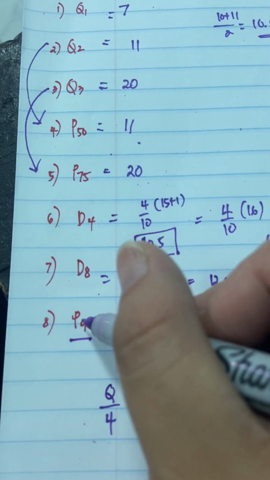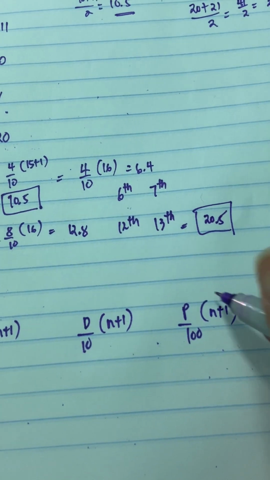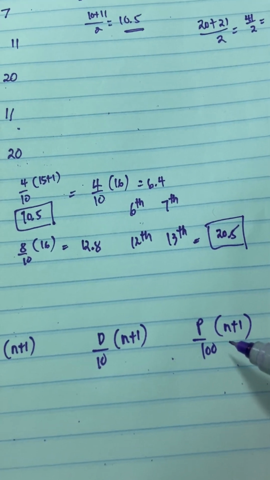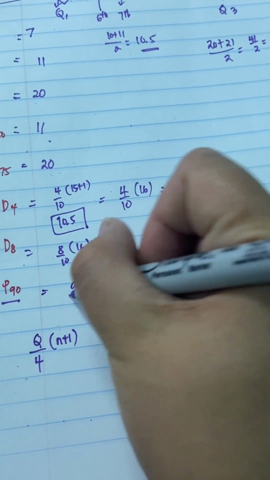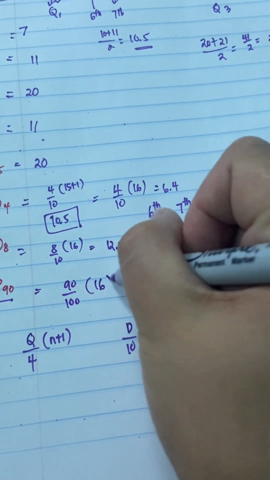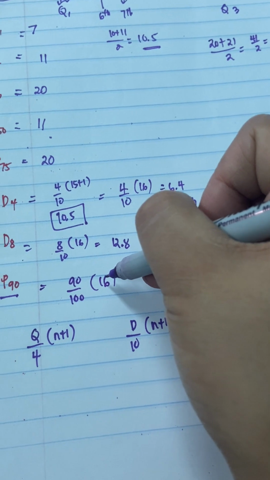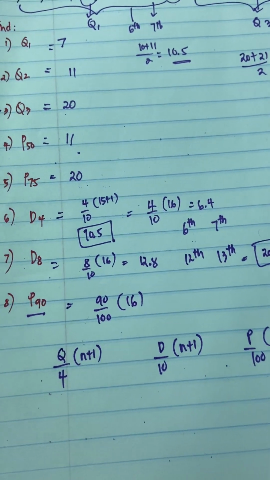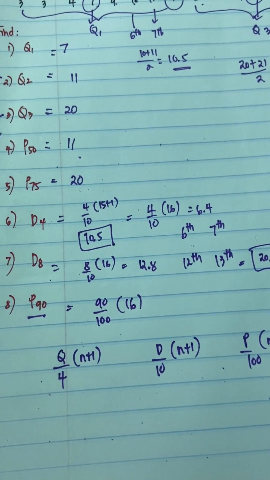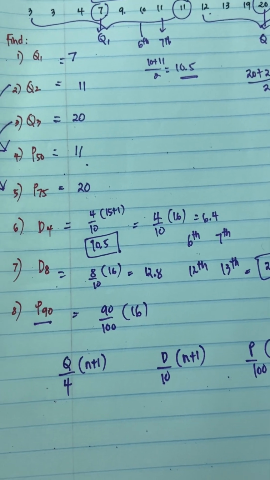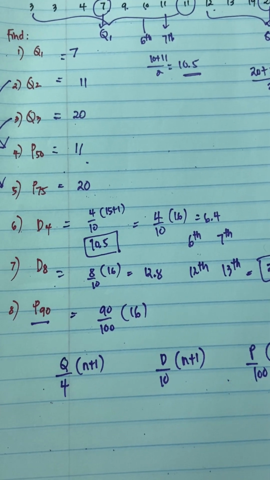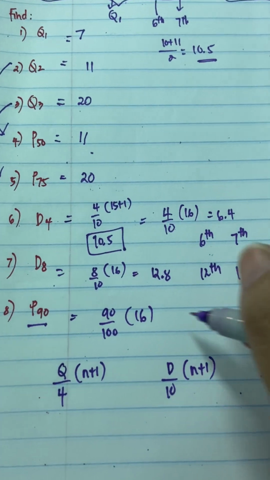And the last one, P90. Okay, since that is a percentile, we're going to use the last formula, P over 100 times n plus 1. So that will be 90 over 100 times 16, 16 from 15 plus 1. And then use your calculator. Times 16 is equal to 14.4.